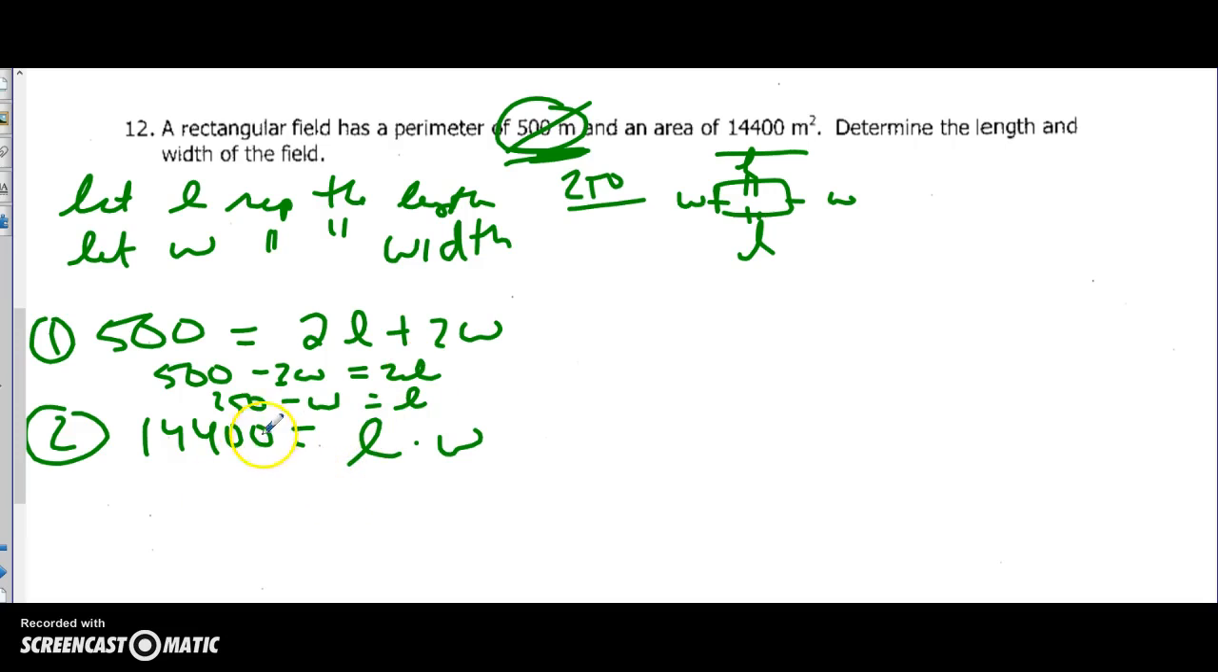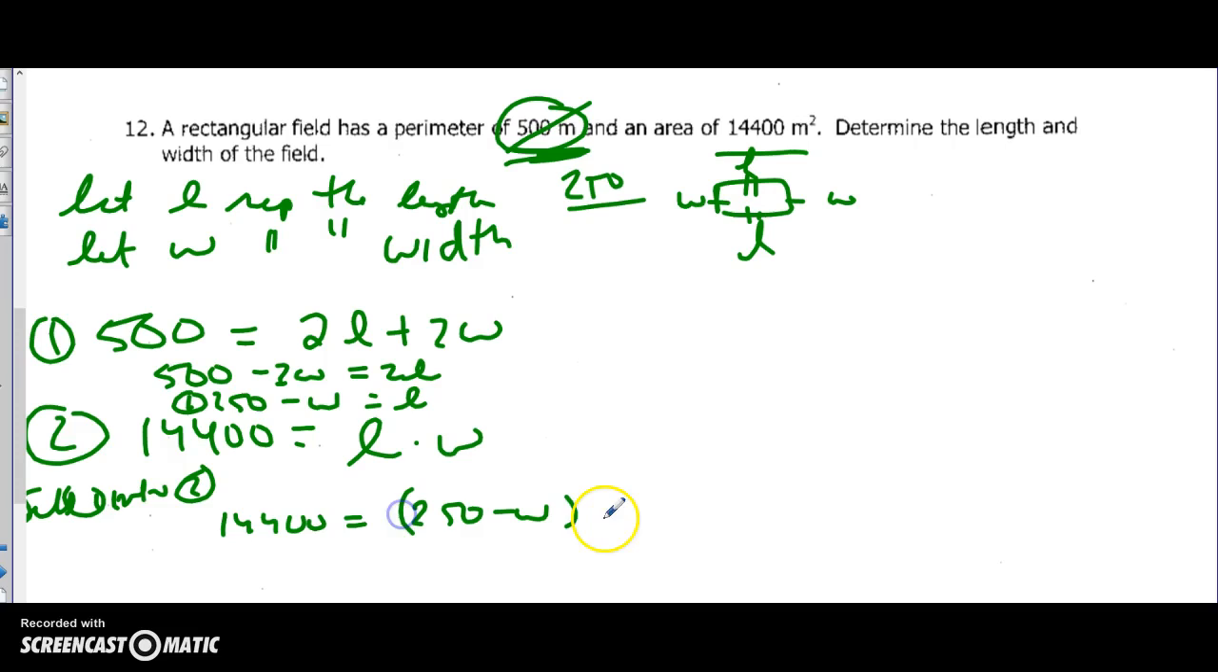So again, we have this and this. We have one equation here. So this is my final number 1. That's my number 2. And I'll sub 1 into 2. And when I do that, I get 14,400 is equal to L, which is now 250 minus W, times W. And when I multiply that out, it's 250W minus W squared is equal to 14,400.